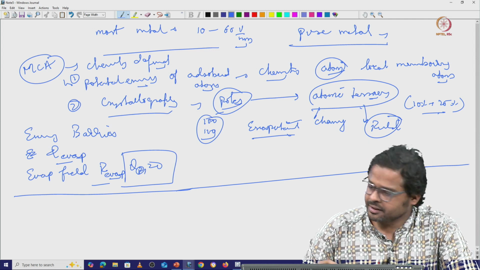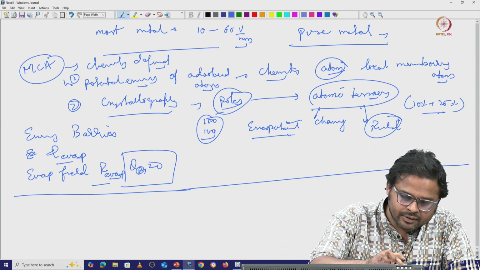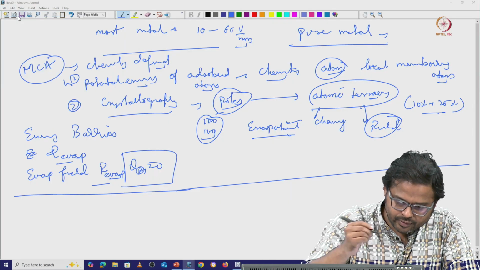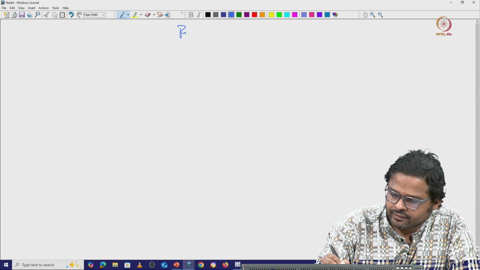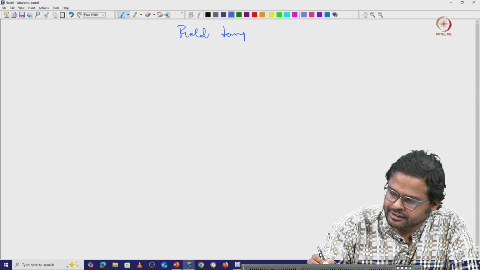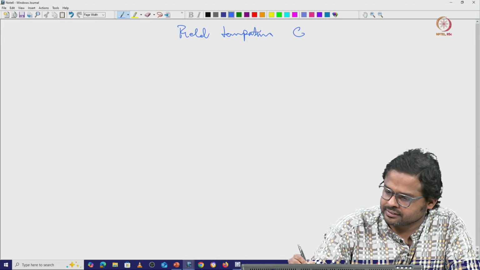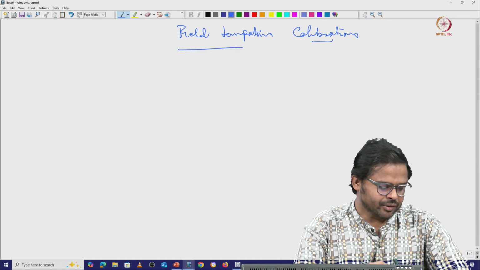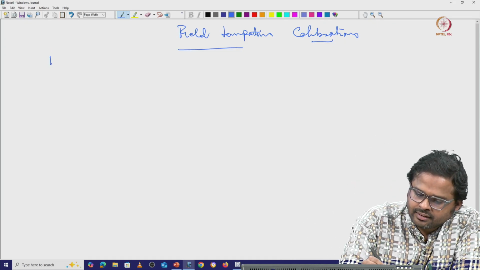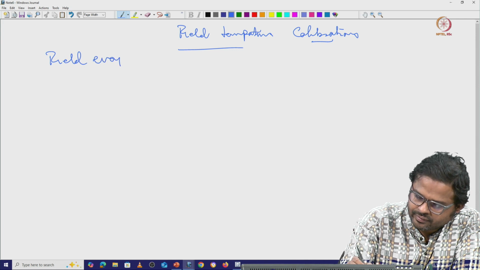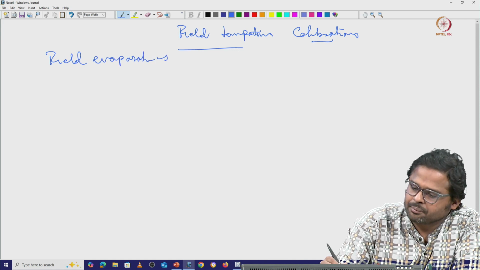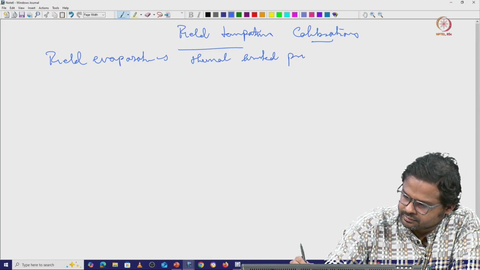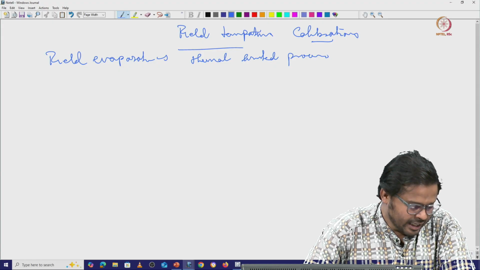Now another important thing is calibration, which is called field temperature calibration. Field temperature calibration. We assume that the field evaporation is a thermally assisted process.